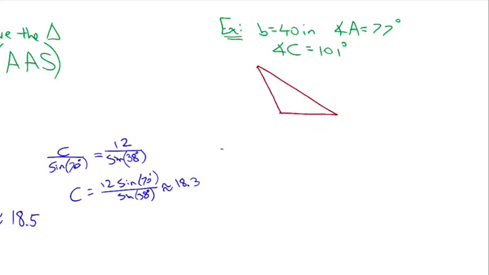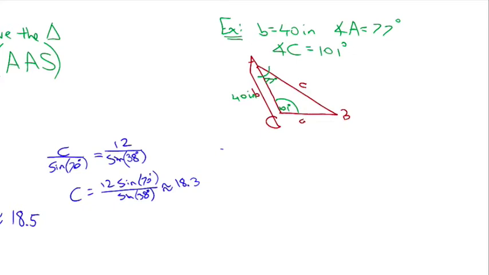Out of this picture, which one would you label C? The biggest one. So here's C, here's A, here's B. So this is little c, this is little b, this is little a. Be able to adjust your picture if you want to match the information, but not necessary. So C is 101. B is 40 inches, that's over here. And A is 77 degrees, so this up here is 77 degrees.